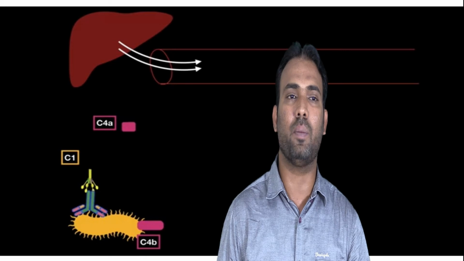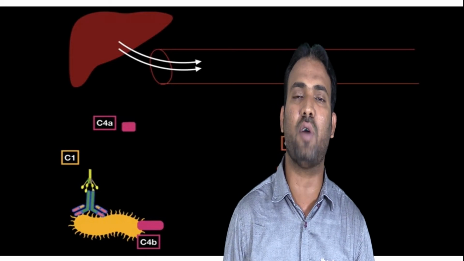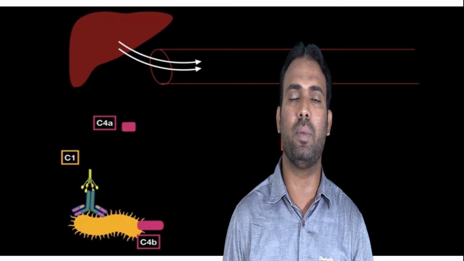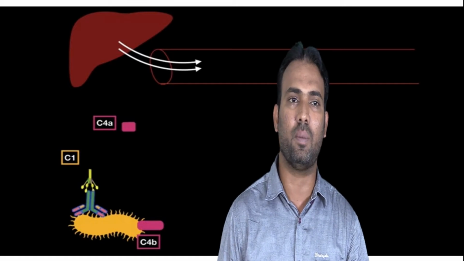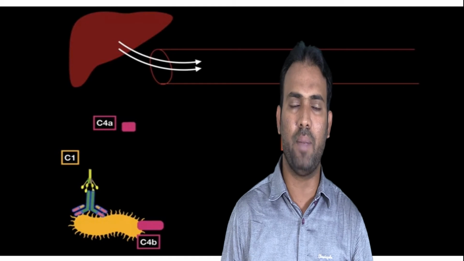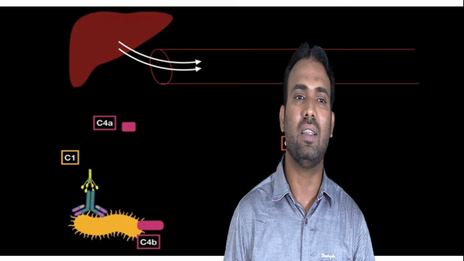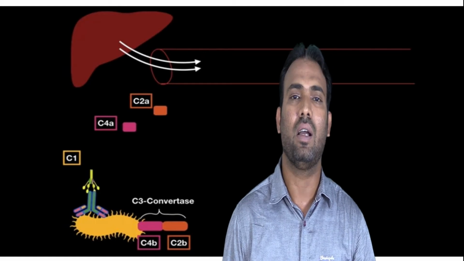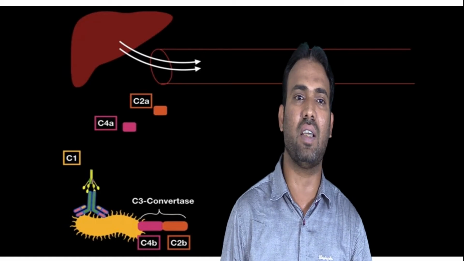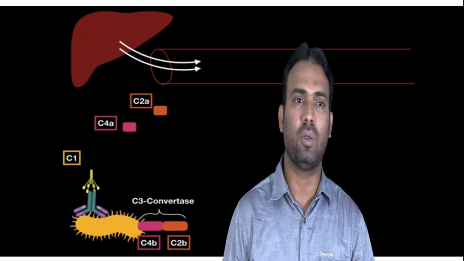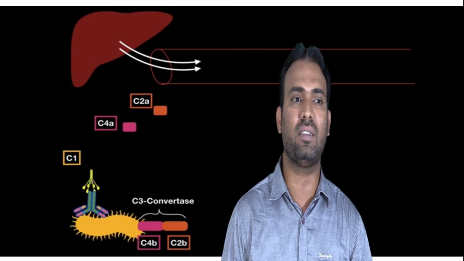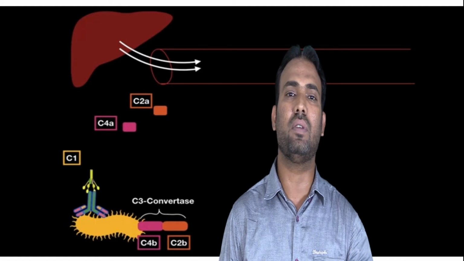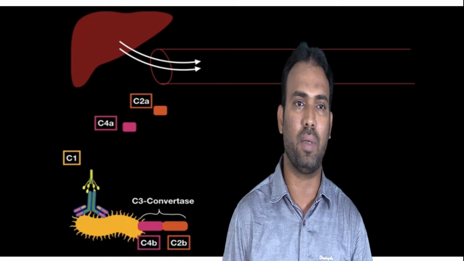Why is it attaching? Because this C5B is going to make a new complex, a MAC, that is a membrane attack complex. After the immediate attachment of C5B, it will call for all other components present in the complement system, C6, C7, C8, and C9. Then it will make a new complex, known as the MAC complex, which will be very useful for us.